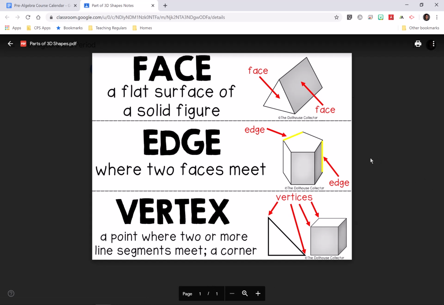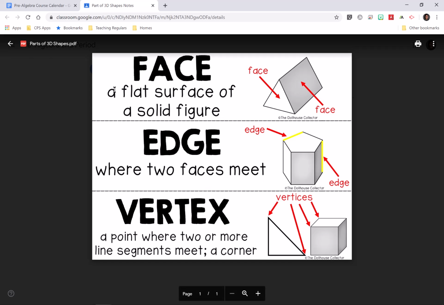These are the three main parts of 3D shapes. Before you could ever understand how to calculate surface area or volume, it's important that you know the different parts of 3D shapes. So we have face, edge, and vertex. And each of these words kind of build off of one another.